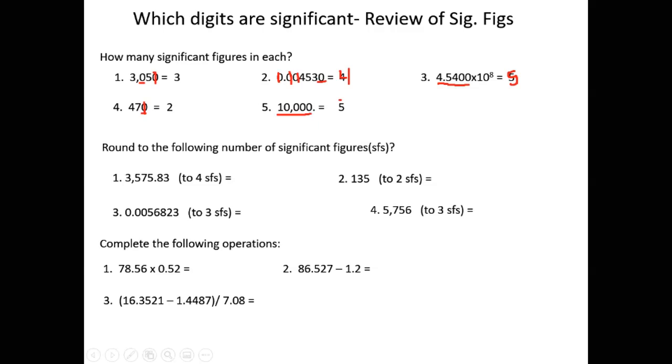Next, we want to round to the following number of significant figures. In the first one, we want to round to 4 significant figures. Let's count 4: 1, 2, 3, 4. After the 5 is an 8. Since 8 is greater than 5, we're going to round up, so it becomes 3,576. Next, we have 135, and we want to round to 2 significant figures. After the 3 is a 5, and since it's exactly 5 and 3 is odd, we're going to round up to 4. So this becomes 140, or 1.4 times 10 to the second.